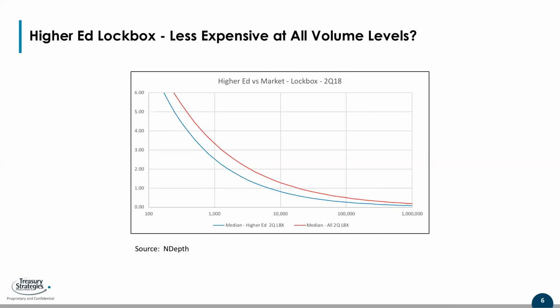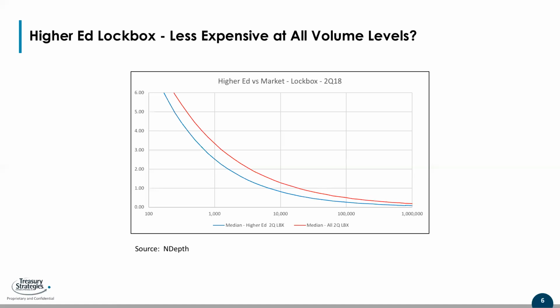And you might be asking yourself, why am I not paying $1.29 an item and only paying 82 cents? Is there something I'm missing? If we look at the average at the volume level of 10,000, that blue line intersects at 82 cents. So higher educational institutions are paying on average 82 cents per item for a 10,000 item a month Lockbox. The rest of the market is paying 50% higher at $1.29. So again, it may be useful to investigate that variance.